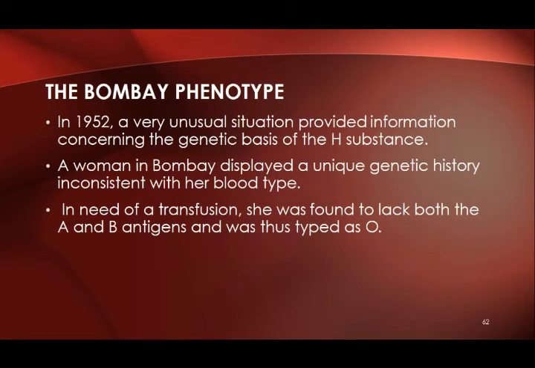So you have the Bombay phenotype. In 1952, a very unusual situation provided information concerning the genetic basis of the H substance. A woman in Bombay seemed to have blood type O, because her blood didn't react to A or B antigen. So people assumed that her blood was O.